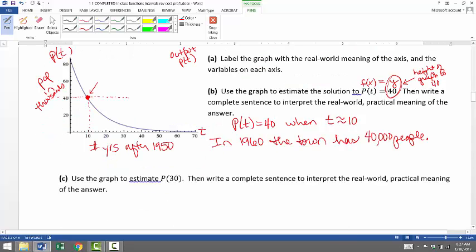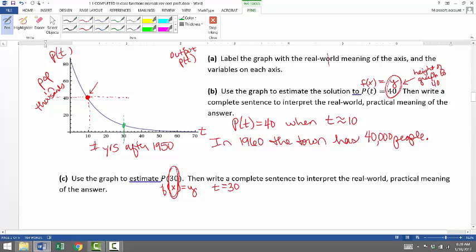Part C says to use the graph to estimate P of 30. Again, if it helps, you can always write f of x is y underneath. And comparing here, it's an input value, like they're giving us the x value. The input value is 30. So T is equal to 30. We need to go to the graph, find when T is 30, and then estimate the value of y. So T is 30 here. I'm going to make another little vertical line at T is 30.